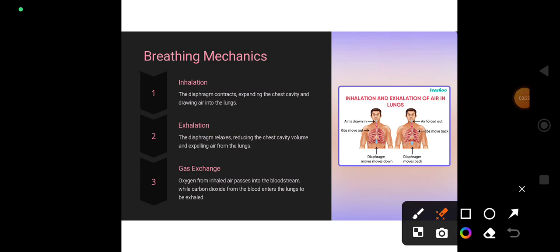We can see the diagram of inhalation and exhalation of air in the lungs.